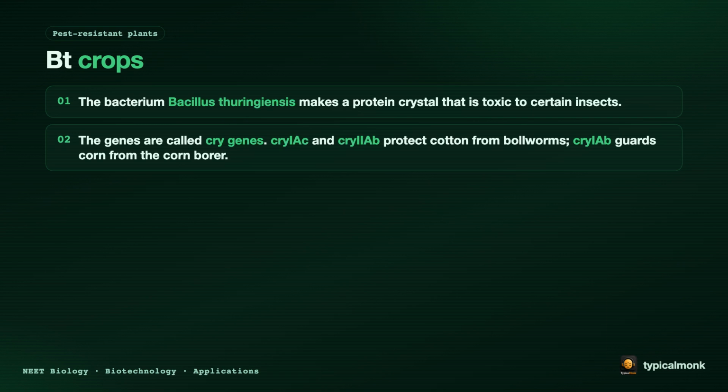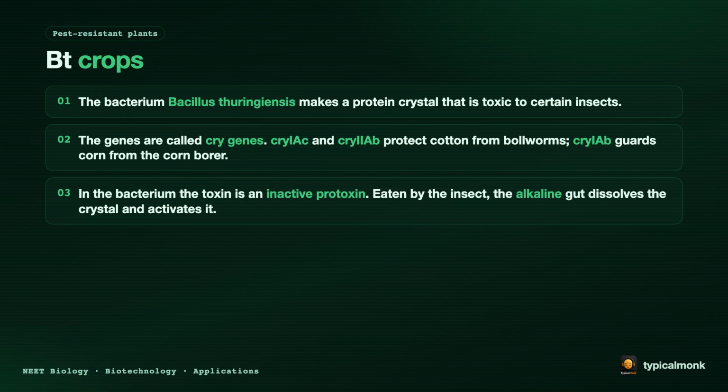The bacterium Bacillus thuringiensis makes a protein crystal that is toxic to certain insects. The genes are called Cry genes. Cry1Ac and Cry2Ab protect cotton from bollworms. Cry1Ab guards corn from the corn borer.